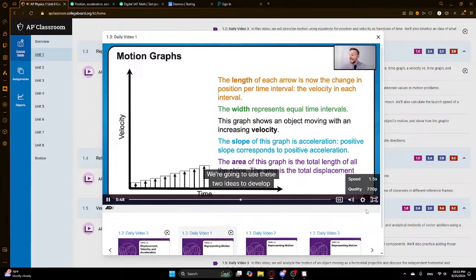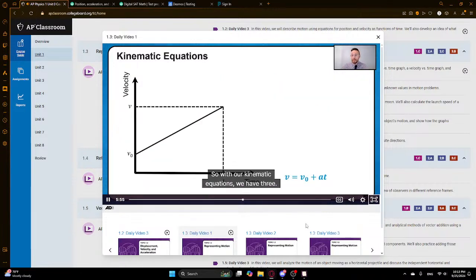We're going to use these two ideas to develop some kinematic equations. So with our kinematic equations, we have three. We use those a lot to predict an object's motion as time goes on. The first one that we're going to look at is this one: final velocity is initial velocity plus acceleration times time.